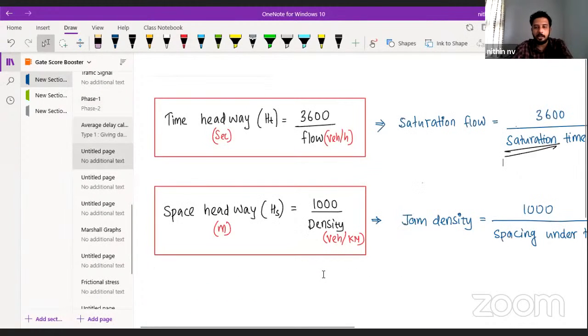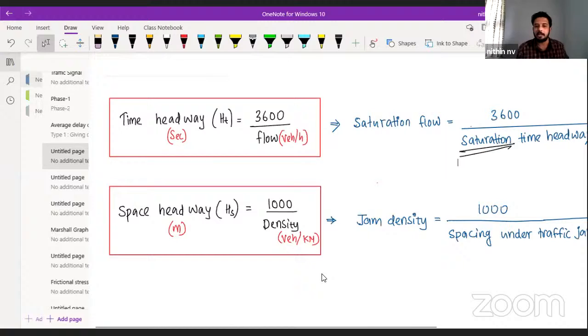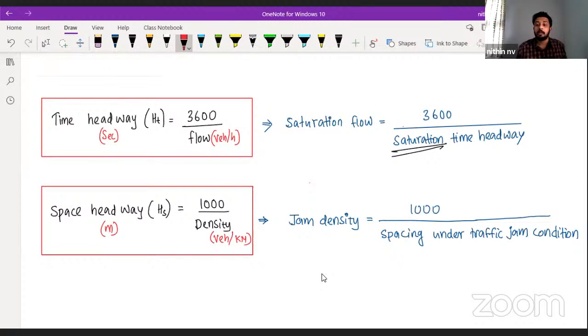Now, similar to that, we know space headway equals 1000 by density. If they tell you the space headway under jam condition, for example, spacing under traffic jam condition is 10 meters, then we can calculate the density corresponding to traffic jam. How much will it be? 1000 by 10, that is 100 vehicles per kilometer.